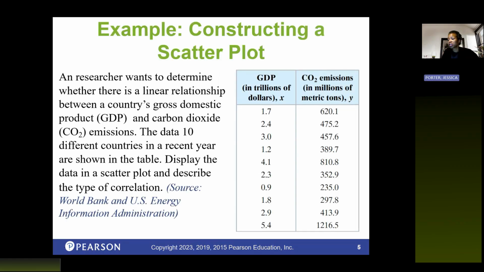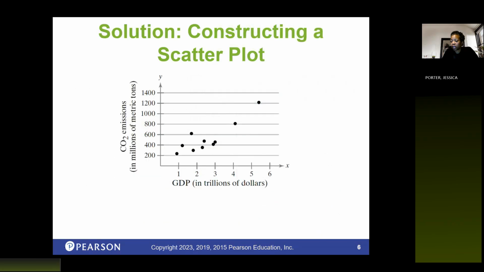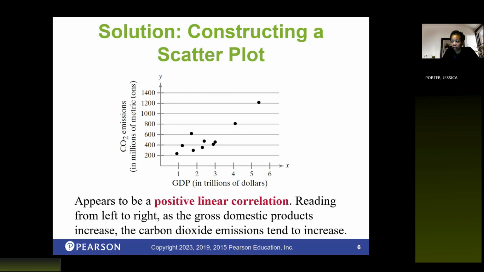Now, they're giving us some points here. One is the gross domestic product, and the second one is carbon dioxide emissions. So the gross domestic product is going to be X, carbon dioxide emissions is going to be Y. And we've got the scatter plot. There appears to be a positive linear correlation. Why? Because when I move from left to right, I am increasing. I'm moving up.